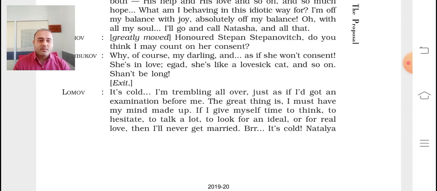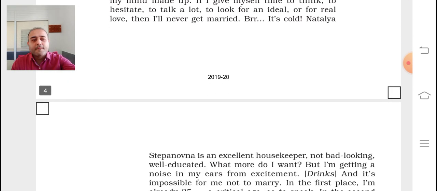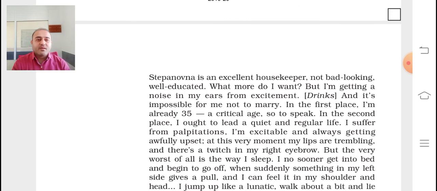Natalia Stepanovna is an excellent housekeeper. So actually, Shubuko has already left, and now Lomo is standing alone, and all the different thoughts are coming to his mind.